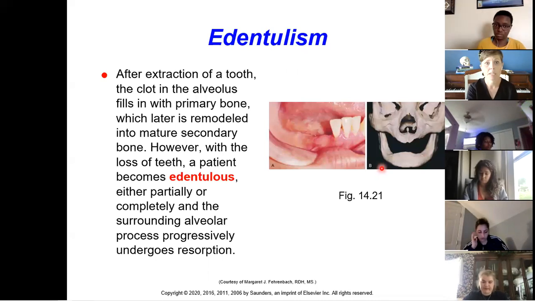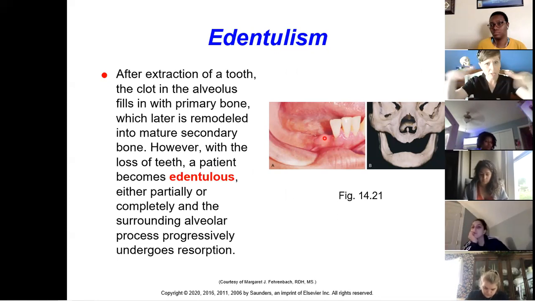Edentulous. After extraction of a tooth, the clot of the alveolus fills with primary bone, which later is remodeled into mature secondary bone. But like I said, it never really forms back because it doesn't have the teeth to surround it. It ends up being partially complete, and you can see where it just dips down. It's not nice and smooth like the teeth in your mouth. It never grows in properly.